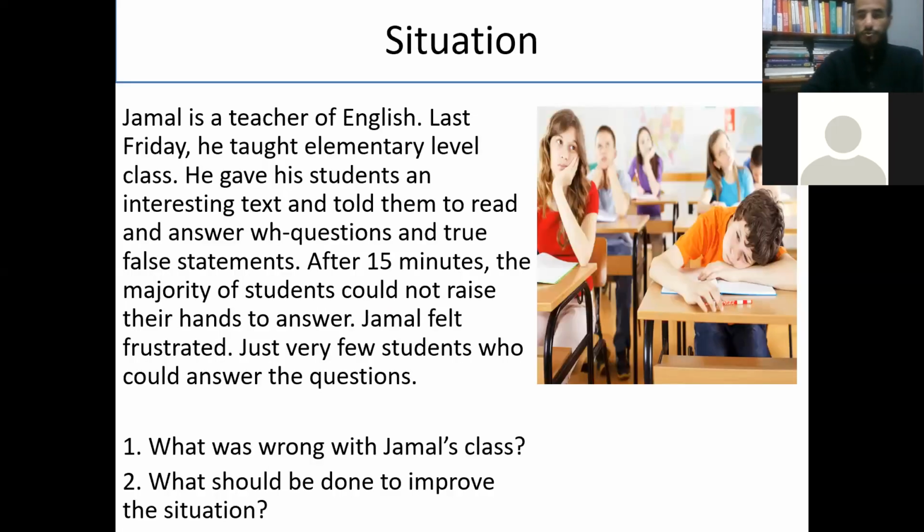All right, so it was very interesting listening to each group. And again, the majority, something very interesting, the type of questions maybe were difficult. And some of you talked about that the beginning was not good because the teacher should have started with warm-up activities, with pre-reading activities, etc.